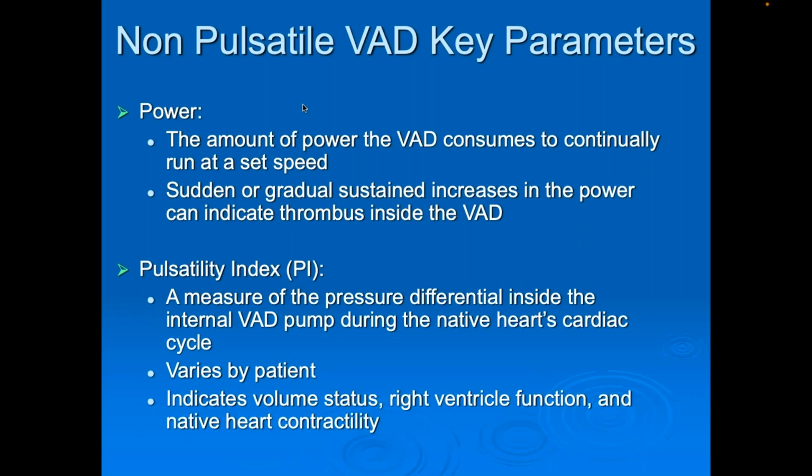So we're going to look at something called a PI, or a pulsatility index, which is a measure of the pressure differential inside the internal VAD pump during the native heart's cardiac cycle. This varies by patient and indicates the volume status, the right ventricle function, and the native heart contractility.